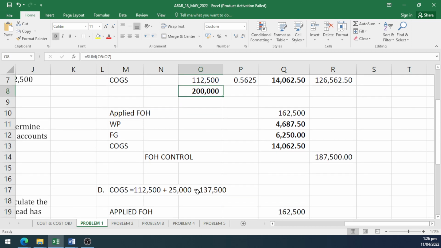Ito po ang magiging entry. Debit applied factory overhead, debit work in process, finished goods, cost of goods sold, para doon sa share nila sa under-applied. And then close the factory overhead control, 187,500.